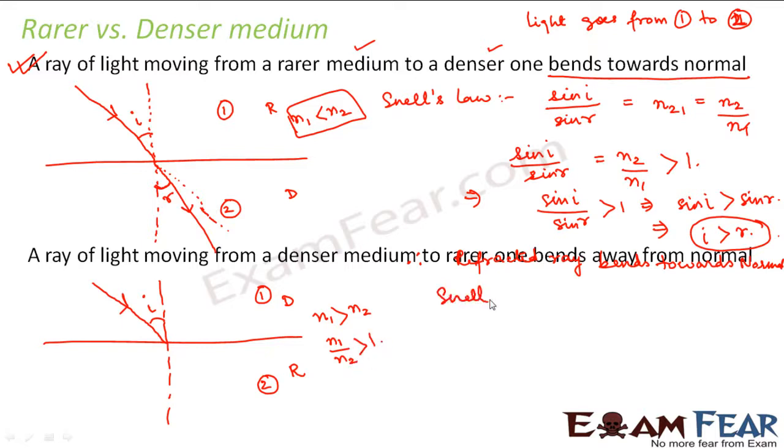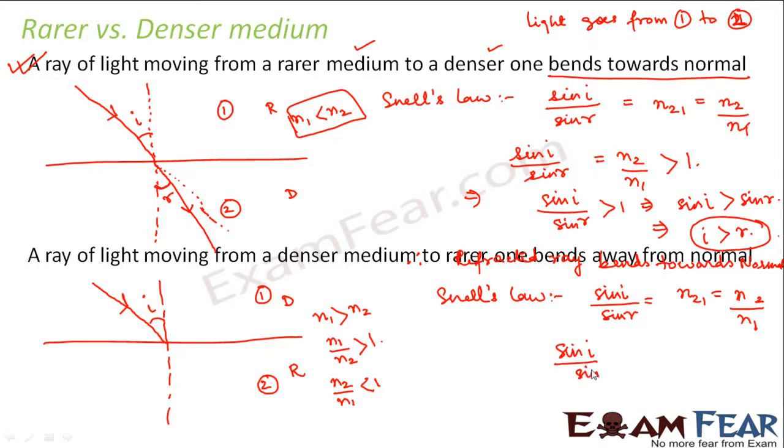Again here we apply Snell's law. From Snell's law, sin i by sin r is equal to n21, which is equal to n2 by n1. Now n1 by n2 is greater than 1, therefore n2 by n1 will be less than 1. So sin i by sin r is less than 1, or sin i is less than sin r, or i is less than r. So in this case the angle of incidence should be less than the angle of refraction. Therefore, the ray should go away from the normal so that this angle increases. If we want the angle of refraction to decrease, then the ray has to bend towards the normal.